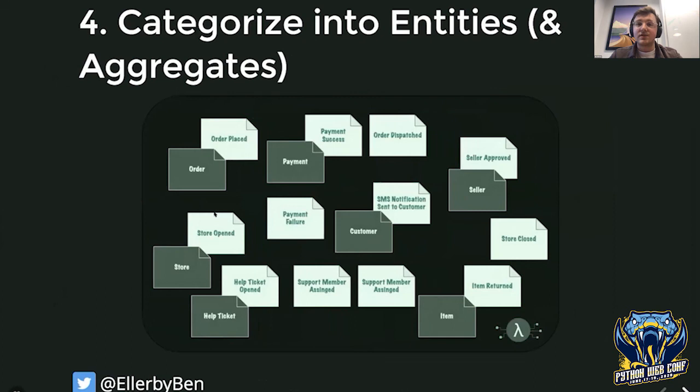After this comes categorization into entities. So first of all, we've got the events, we put them in time order, and now we're going to look for the different entities that exist in our system. And I'm going to not focus on the difference between entities and aggregates for the purposes of this talk. So we're just going to look for the nouns that are mentioned in the different events that we've elaborated. So things like order, payments, customer, seller, store, help ticket, item. By attaching these to the events, we can start to see where these different entities are used.